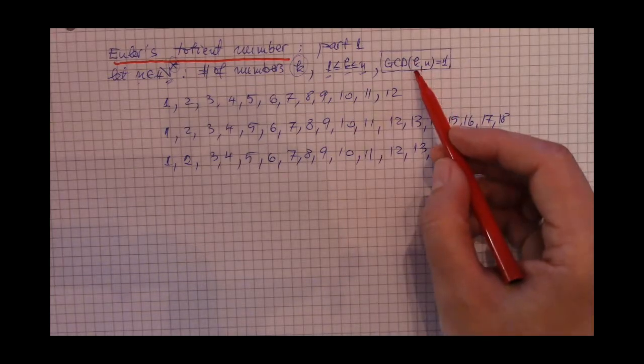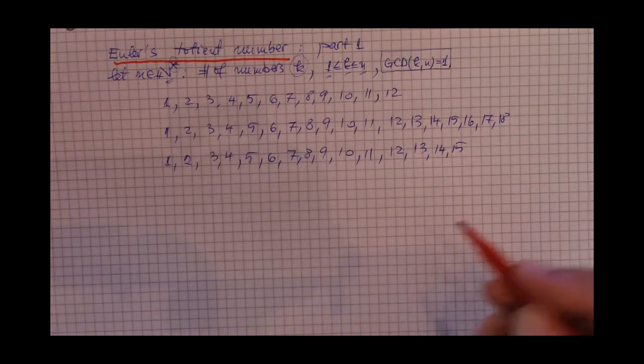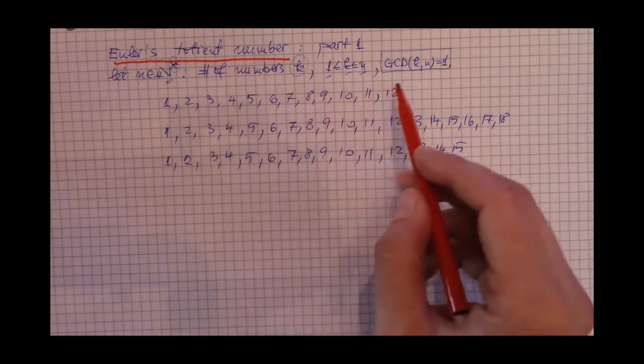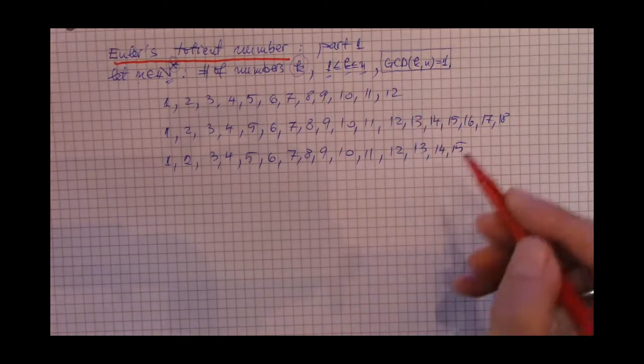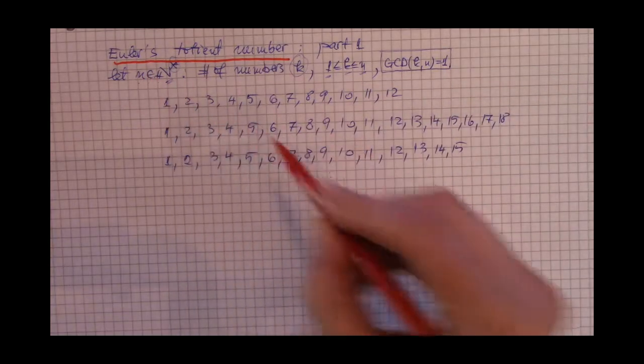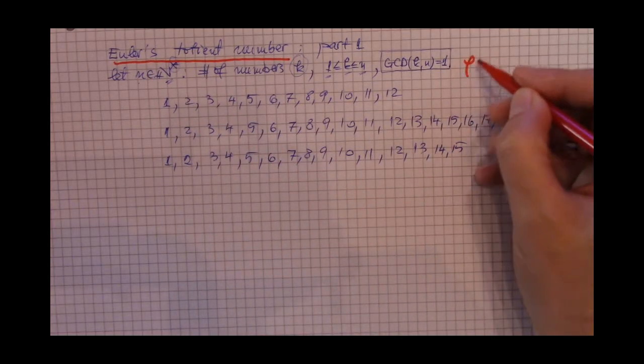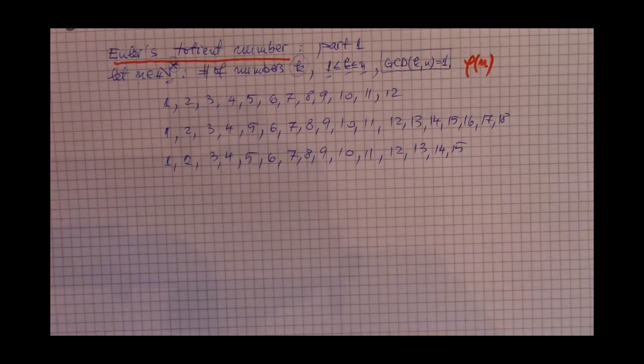So we want k and n to be relatively prime. The number of numbers k that are in between 1 and n, so that the GCD between k and n is 1, is called Euler's Totient number for n, and is typically denoted by phi of n.